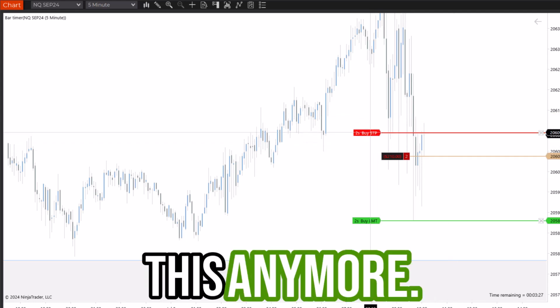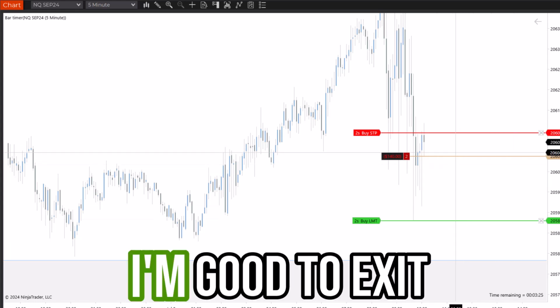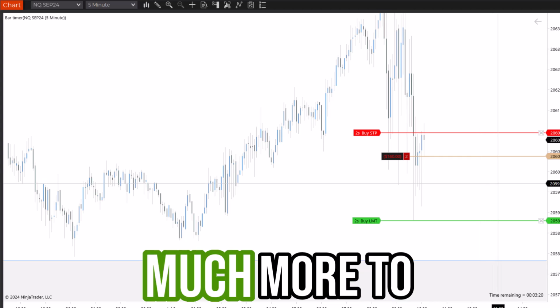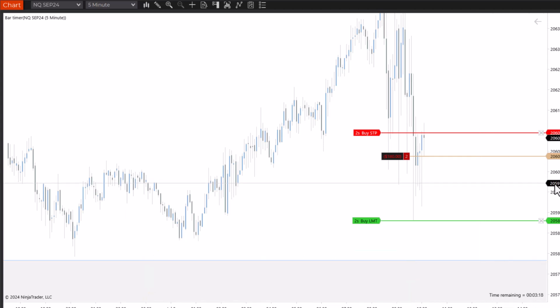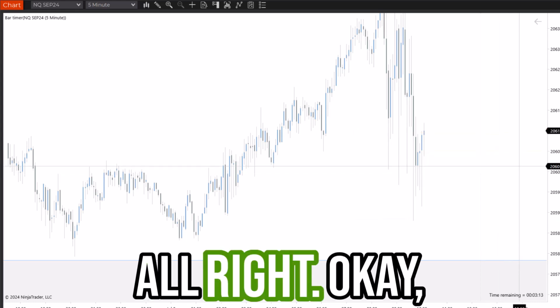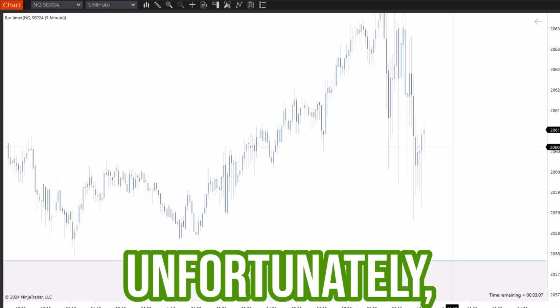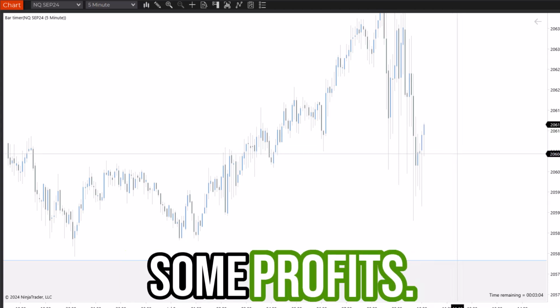Not really liking this anymore. I'm good to exit this trade if we don't get much more in our favor. Stop filled. Okay, so that was one trade. Unfortunate, especially because we could have taken some profits, but it is what it is.